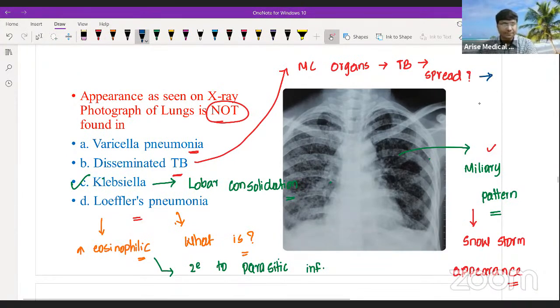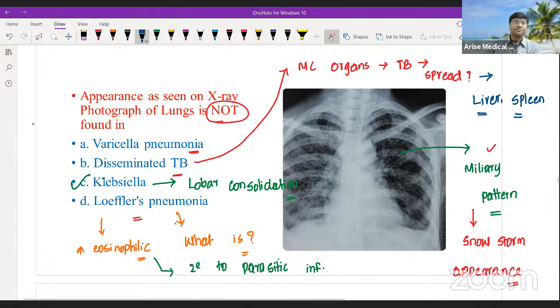That is to the liver, then spleen. Liver and as well as spleen. Not only that, it can spread to all the organs. Disseminated tuberculosis means it spreads to all the organs, but the most common organs to which tuberculosis is spread are the liver and the spleen.